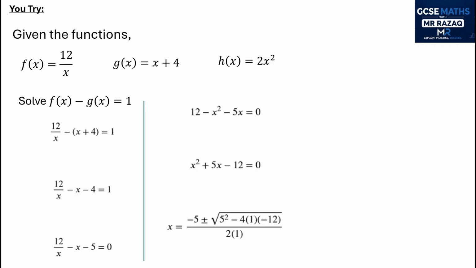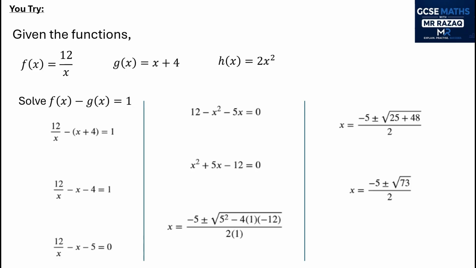So using my quadratic formula technique, I have the two answers. So my two answers are x is equal to minus 5 plus or minus the square root of 73, all over 2.